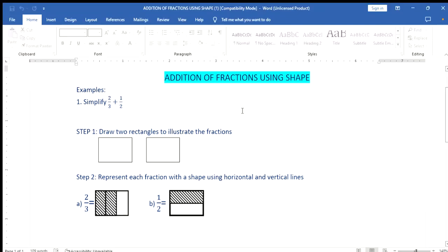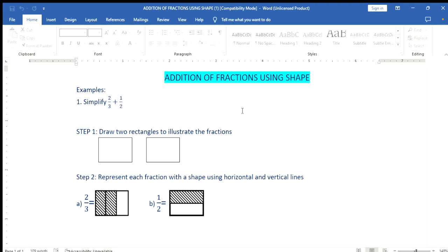Hello, good day. In this virtual class, we see how we can perform addition of fractions with the aid of shapes. We illustrate how we can manipulate addition of fractions with the use of shapes.